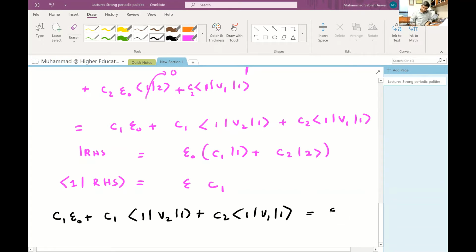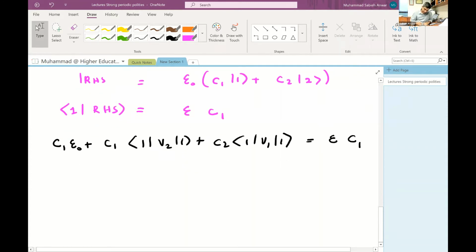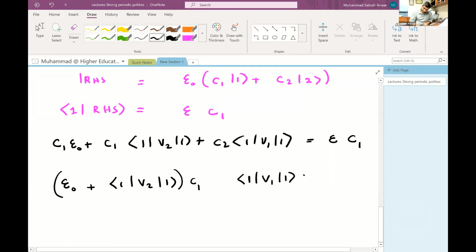This equals epsilon C1. So let me just do a bit of reshuffling. Epsilon naught plus bra1 V2 ket1, times C1, plus bra1 V1 ket1 times C2, equals epsilon C1. Let's call this equation number 1. Let me put it in a box.